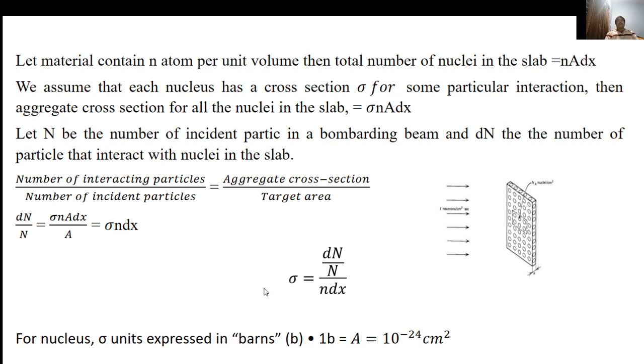For nuclei, the nuclear cross section is expressed in terms of barn. 1 barn is equal to 10 to the power minus 24 centimeter square.